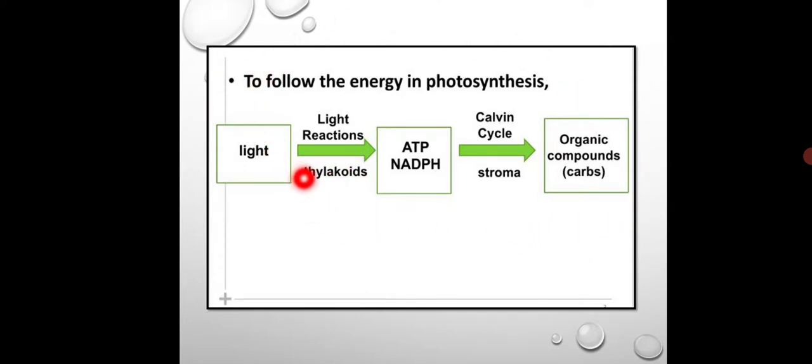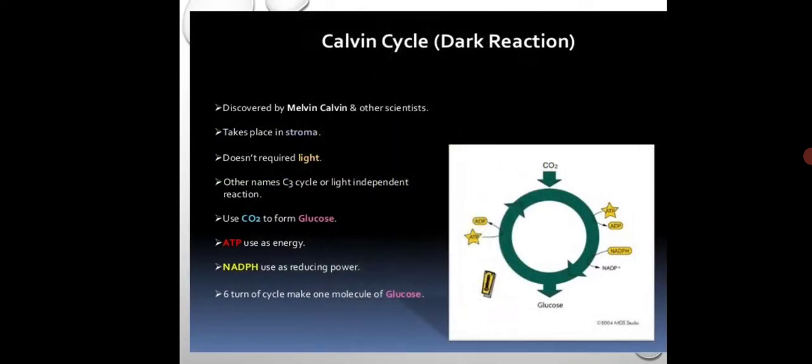Photosynthesis is carried out in two stages, light and dark reaction. The products of the light reaction are ATP, which is used as the energy source in the dark reaction, and NADPH, which acts as a reducing power. And then there is conversion of carbon dioxide into the glucose molecule. So this is the overall view of photosynthesis.